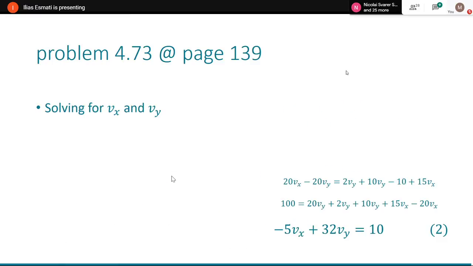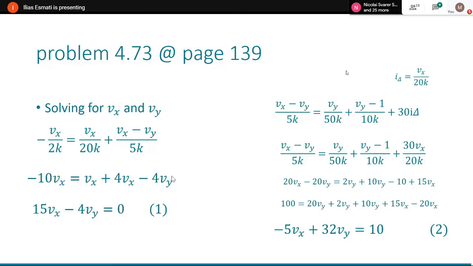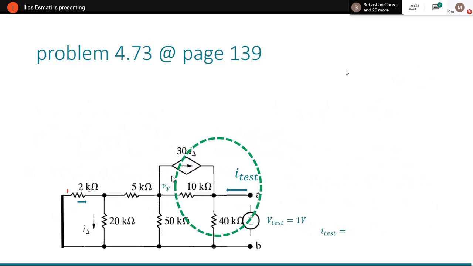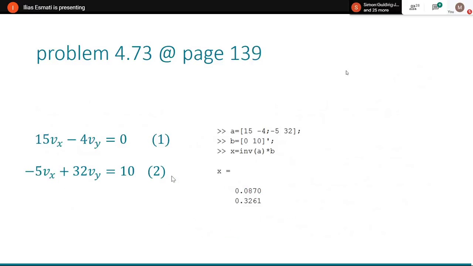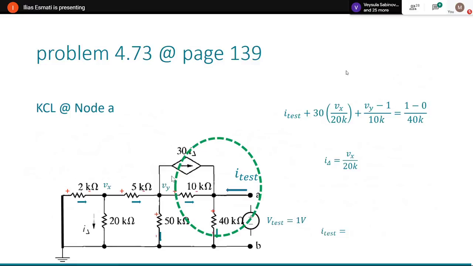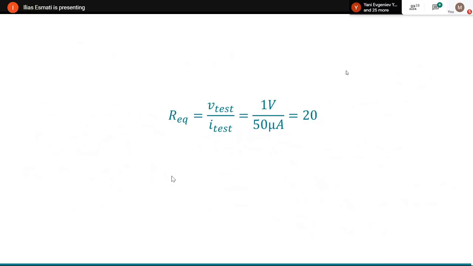So all in all, now I can solve these two equations using MATLAB, our friend. The result is 0.08 and 0.3. And the last thing we need to apply at node A, we also need to apply KCL. The current will be Vx divided by 20K. And if I substitute the values that I know so far, then the equivalent resistor will be 20 ohms.